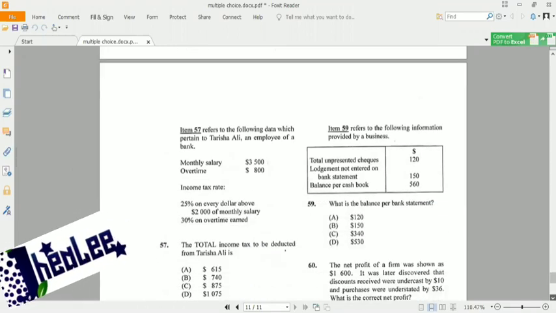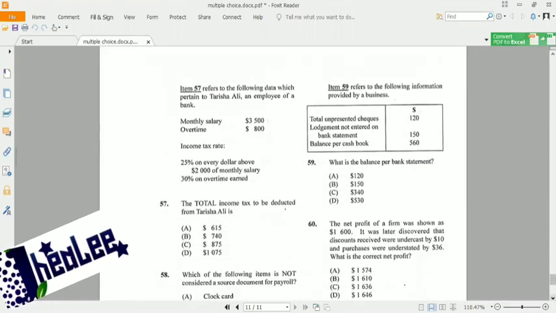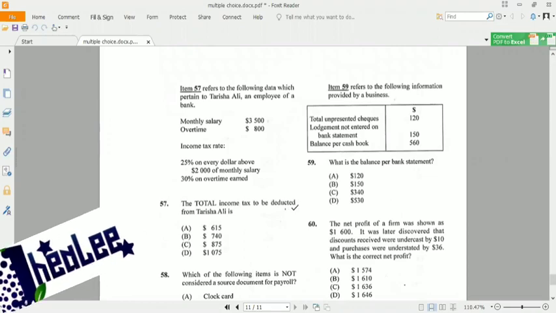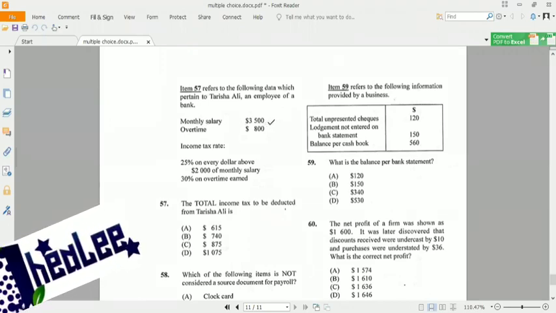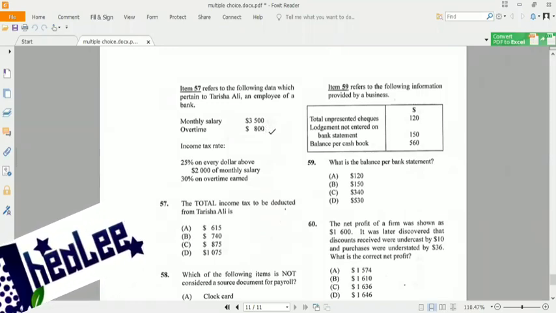We're now at number 57, and 57 is also a payroll question. The question asks: the total income tax to be deducted from Tarisha Ali is. Her monthly salary is 3,500, overtime is 800.